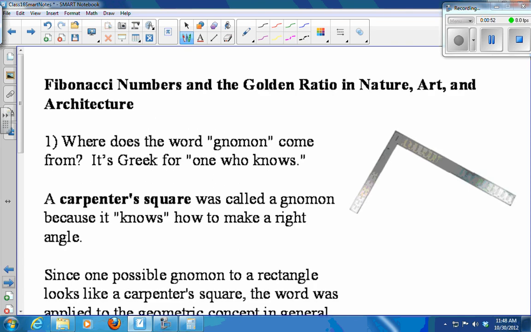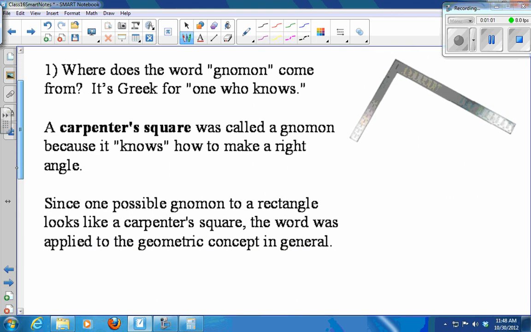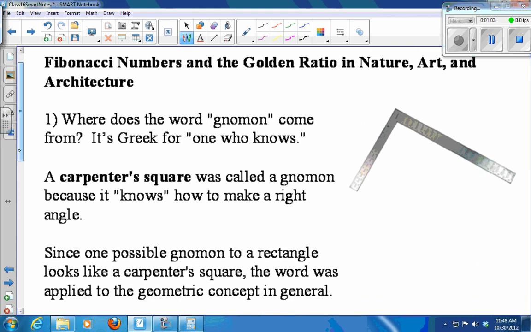So we're going to talk a little bit about the Fibonacci numbers and the golden ratio in nature, art, and architecture. So some of this you saw mentioned in the video we just watched. But first, last class we talked about gnomons, and those were things that you glue on to a shape to make a new shape that's similar to the original.